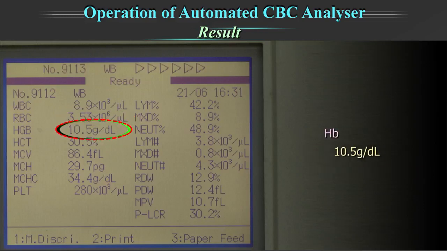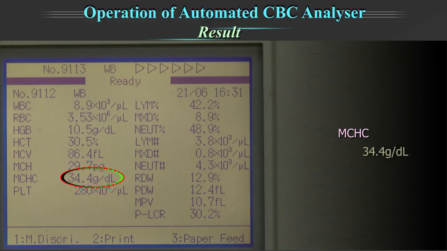Hemoglobin is 10.5 grams per deciliter. The HCT or hematocrit is given as a percentage. Here it is 30.5%. MCV or the mean corpuscular volume is 86.4 femtoliter. MCH or the mean corpuscular hemoglobin is 29.7 picogram. MCHC or mean corpuscular hemoglobin concentration is 34.4 gram per deciliter. The platelet count is 2.8 lakh platelets per microliter.